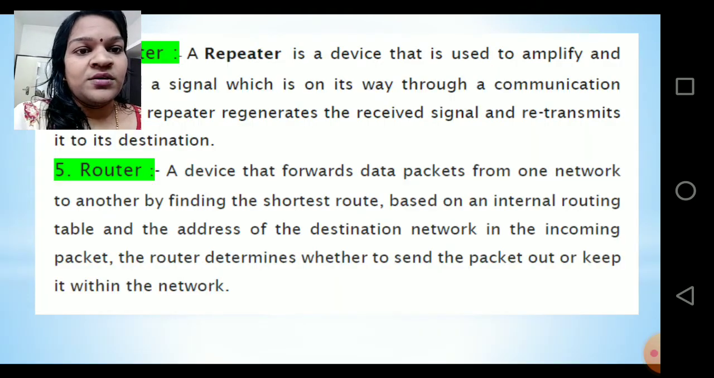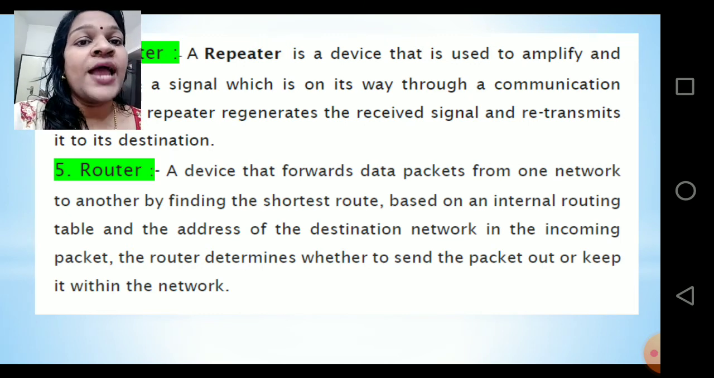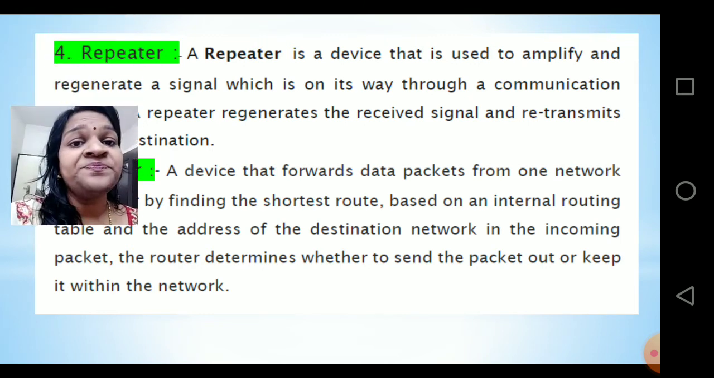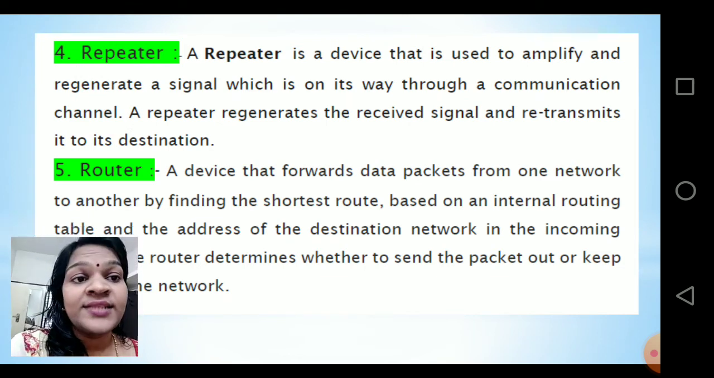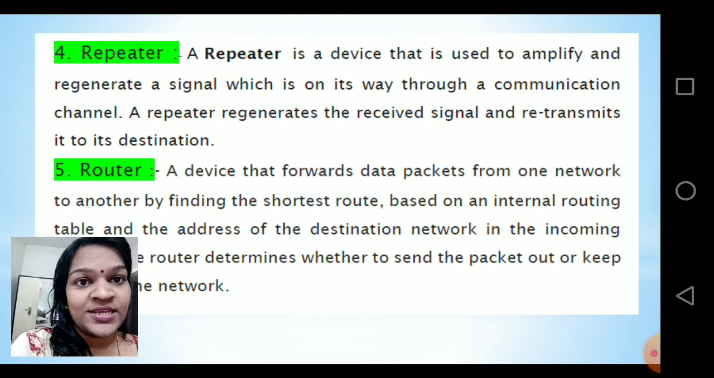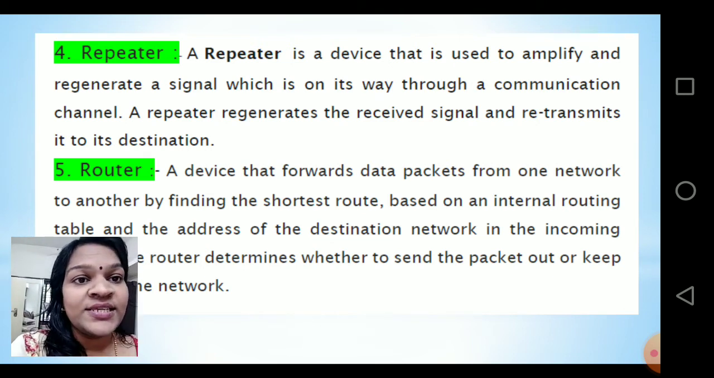Another one is a repeater. A repeater is a device that's used to amplify the signal on its way through a communication channel. A repeater regenerates the received signal and retransmits it to its destination. It is used to amplify and regenerate a signal, which means the strength of the signal is increased and then sent.